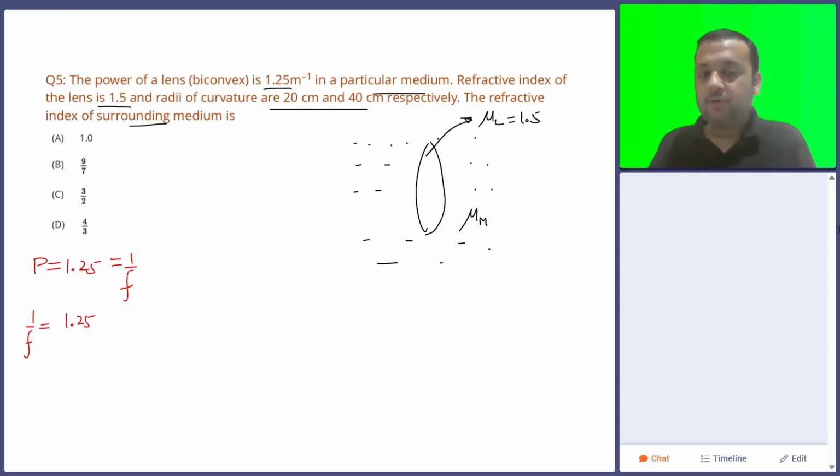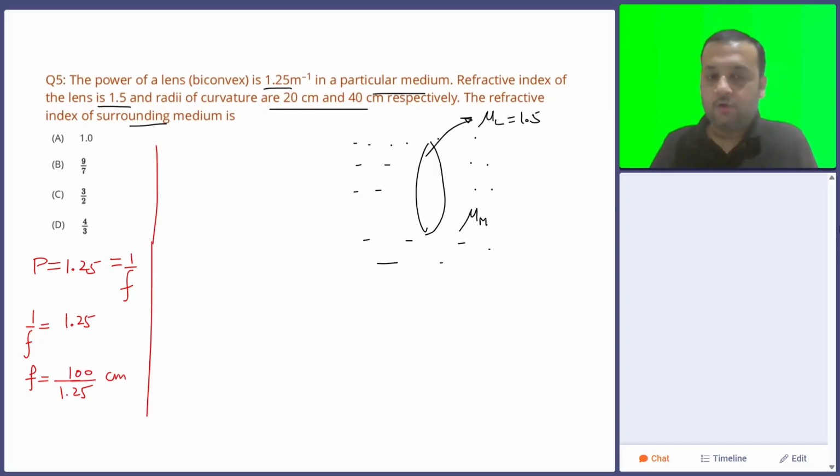Now we have to understand one thing, that this is in meters. So if you find the focal length, that will be 1 upon 1.25 meter. If you have to convert this into centimeter, what will be the value in centimeter? So this is the focal length in centimeter. Yes or no? So now we get the focal length in centimeter. So in the lens maker formula, 1 upon f will be equal to mu of lens upon mu of medium minus 1 into 1 by r1 minus 1 by r2. Let's say that this r1 is 20 centimeter and this r2 is 40.